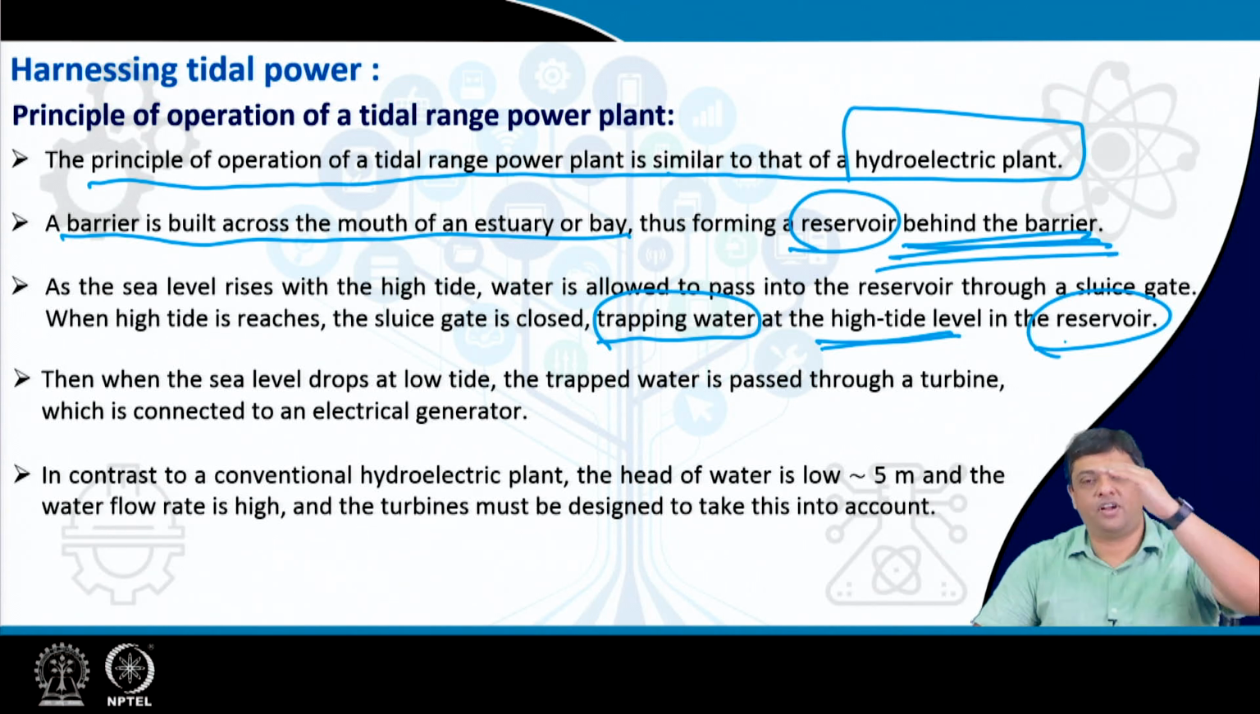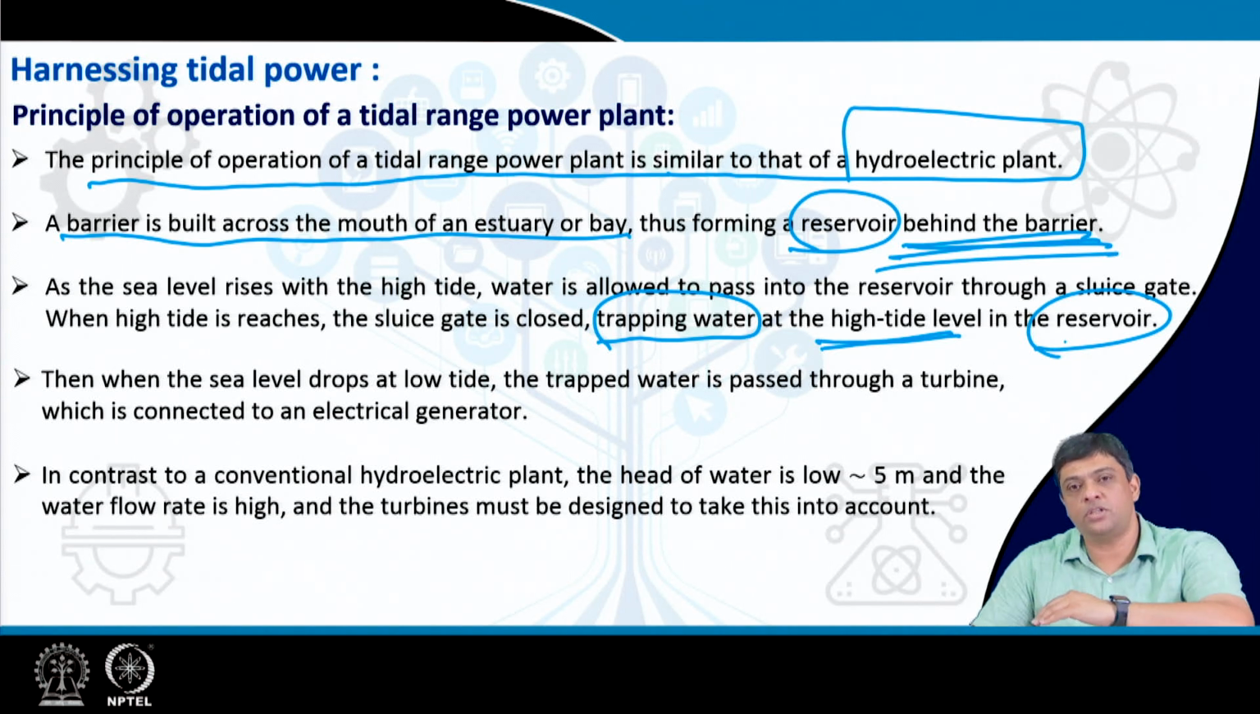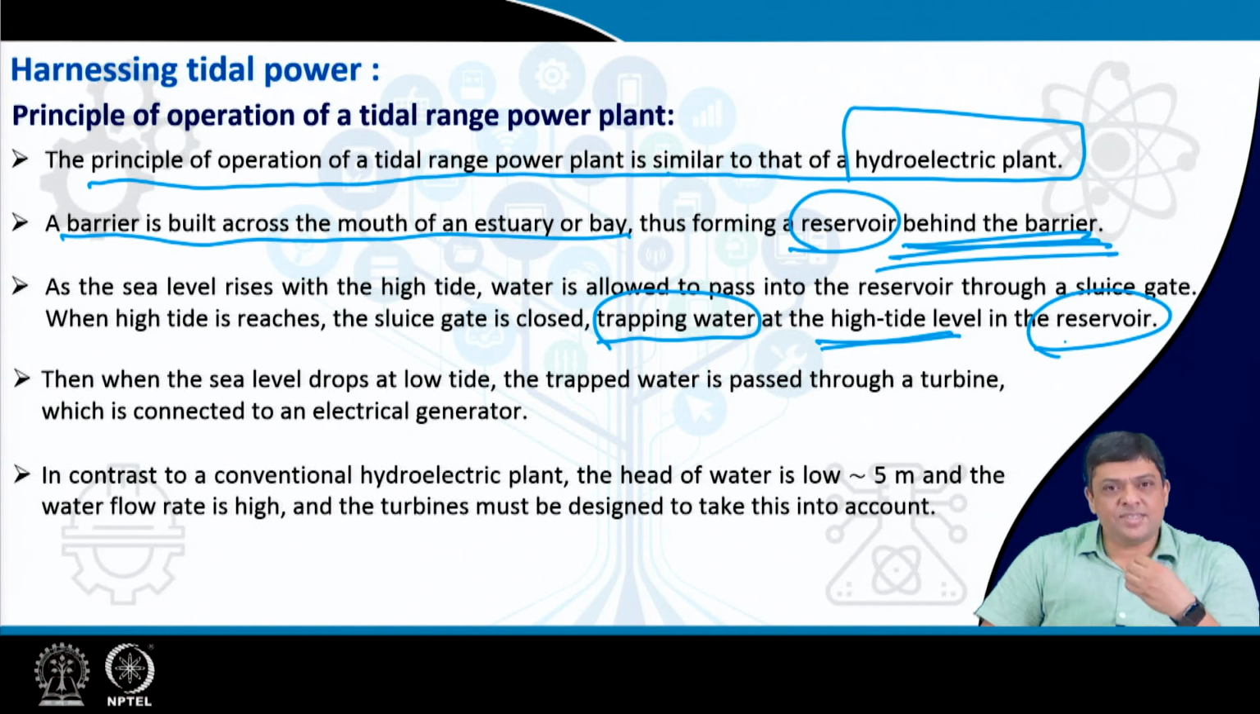So, automatically you have constructed a height difference, and when the water is allowed to go back to the ocean as the tides recede, you can use this conversion of potential energy to kinetic energy, running the turbines, and then flowing back into the ocean. So, in contrast to conventional hydroelectric plants where you had a reservoir, then you talked about the head and flowing water downwards through the penstock, here the head of the water is low. There you are talking about a few hundreds of meters. Here the head of the water is approximately 5 meters or so.